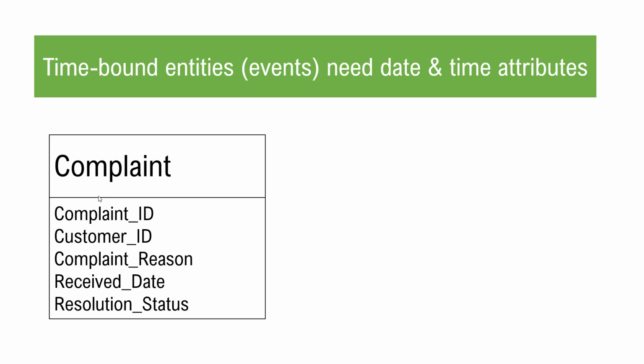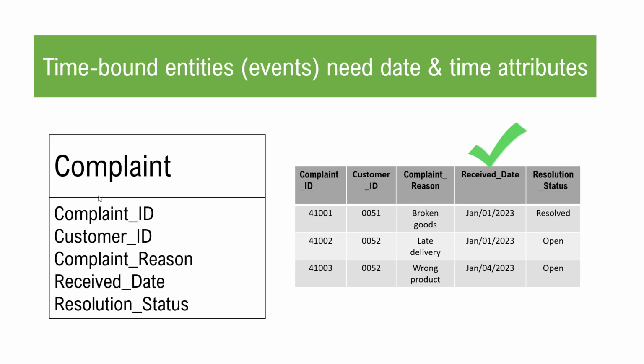It's critical. So in my case, what I want to have is a date when complaint was received. Often we even track more than one date. For example, when it was received, when it was resolved, etc. But some kind of date and time element is necessary anytime our data entity is an event or transaction.